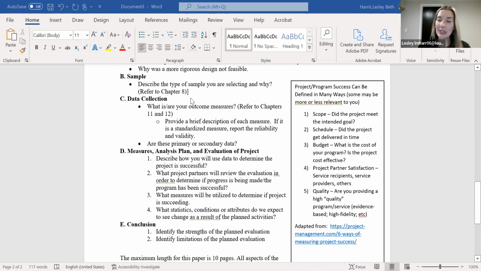And next you want to get into sample. You have already discussed your sampling strategy in a journal, so copy and paste that right into this section. Then we're going to go into data collection, measures, analysis plan. So sections C and D. I want to short circuit you to Brandon's video for more in-depth instructions and suggestions about what data collection, measures, and analysis plan can look like.